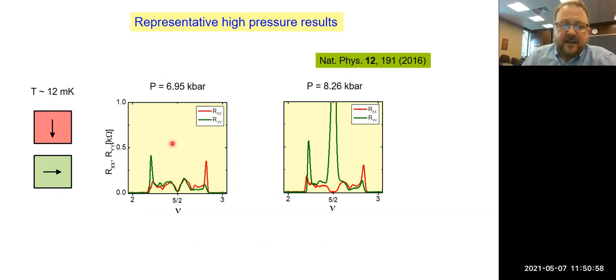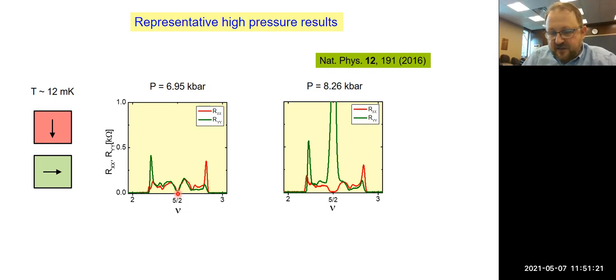At zero pressure and up to about 7 kilobar, what we see is that at least in the middle range of this filling factor, close to 5/2, the resistance is almost isotropic. Particularly at 5/2 it is quite close to being isotropic. And there is a fractional quantum Hall state, even though I don't show Hall quantization on this plot.